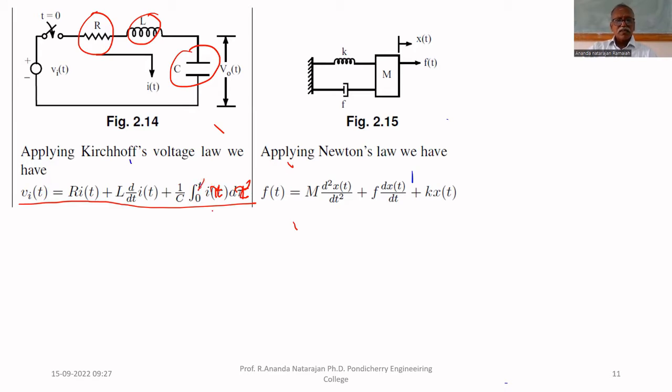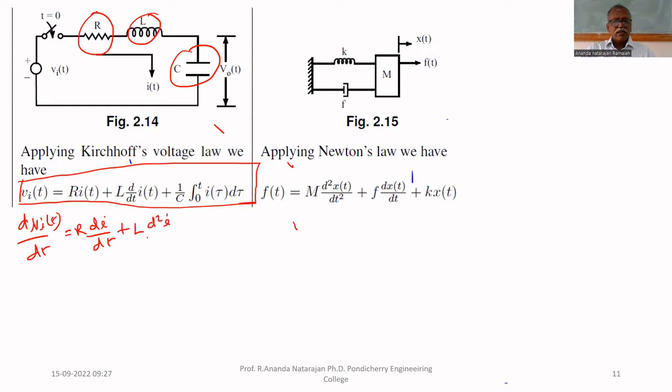This is Kirchhoff's voltage law. By using it, we got an integro-differential equation. If you differentiate once, d v i of t upon dt equals R di by dt plus L d square i upon dt square plus i of t upon C. So it is a second order differential equation, so it is a second order system.